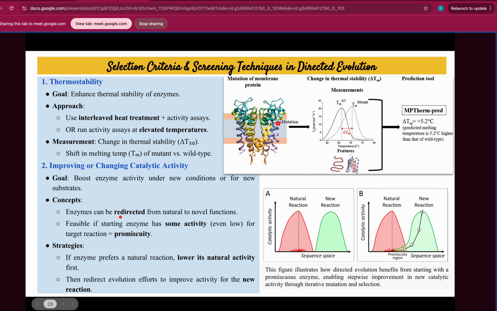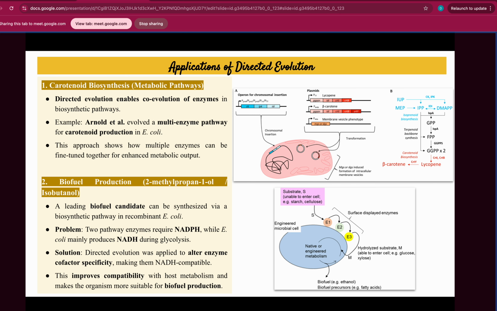If you are doing certain mutations, then you can make a plot of their catalytic activities. So the mutation which is increasing the catalytic activity will be kept, and other mutations will be discarded, they will not be further considered. So if an enzyme prefers a natural reaction, it lowers its natural activity first, then redirect evolution efforts to improve the activity for the new reaction. So you keep on doing new reactions so that you can increase its catalytic activity, or you can change its catalytic activity.